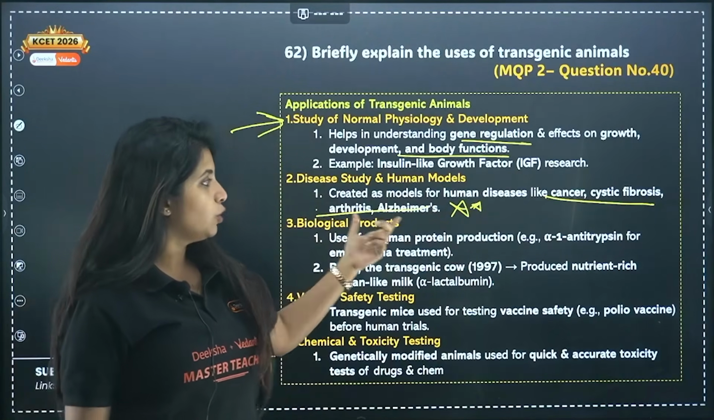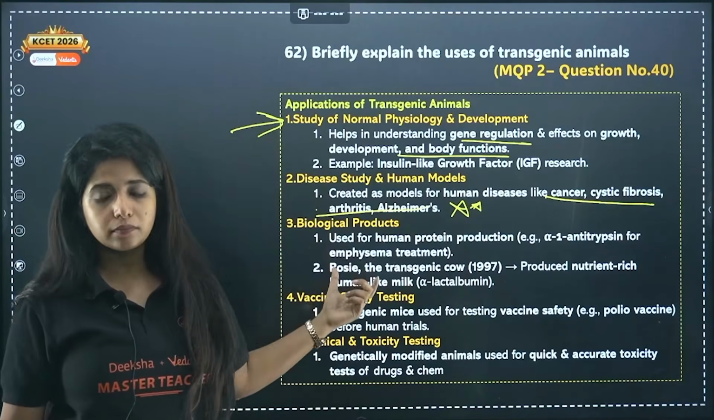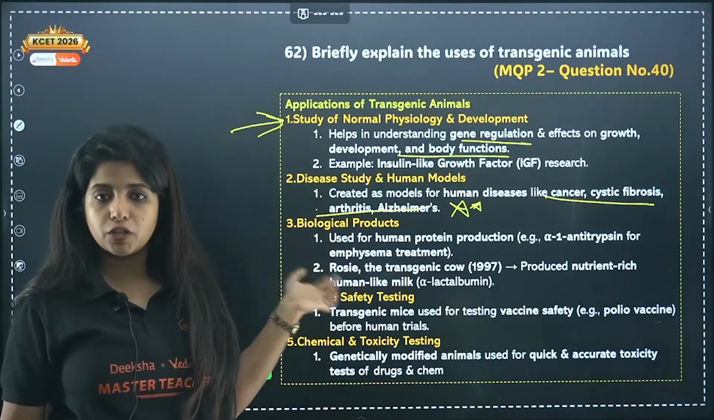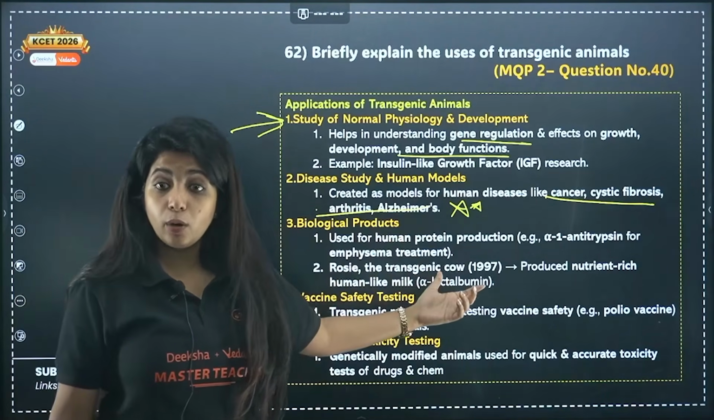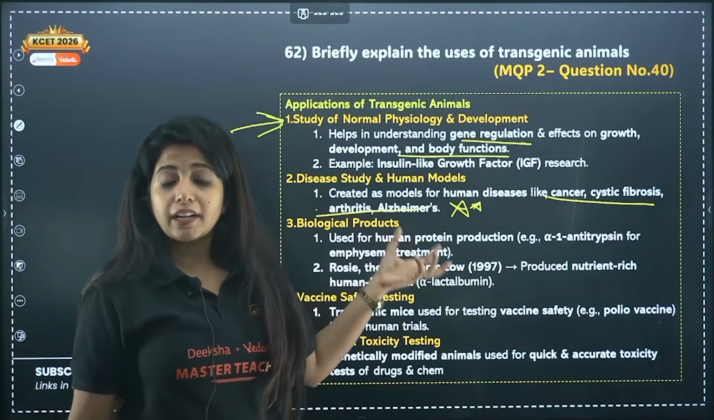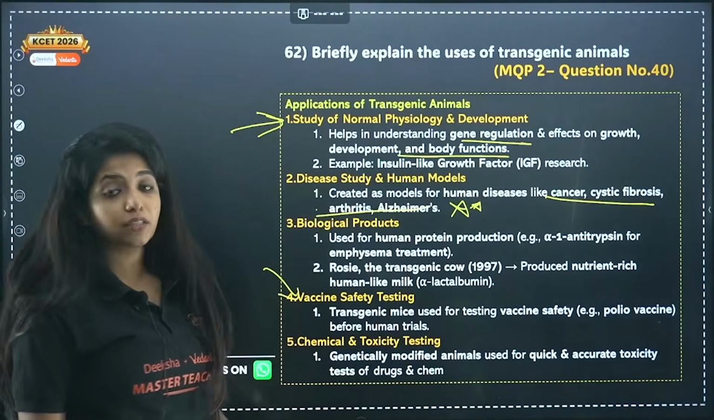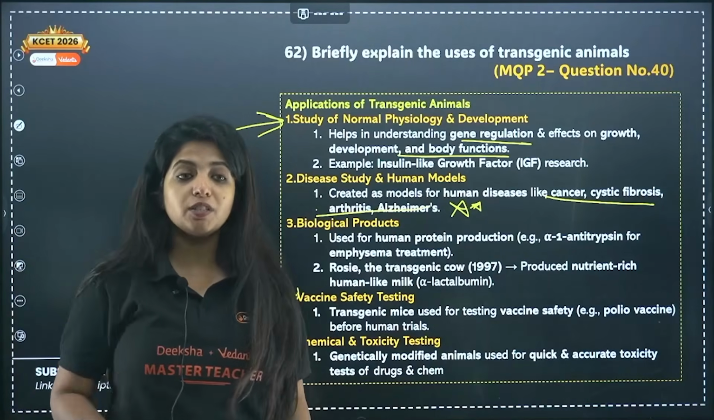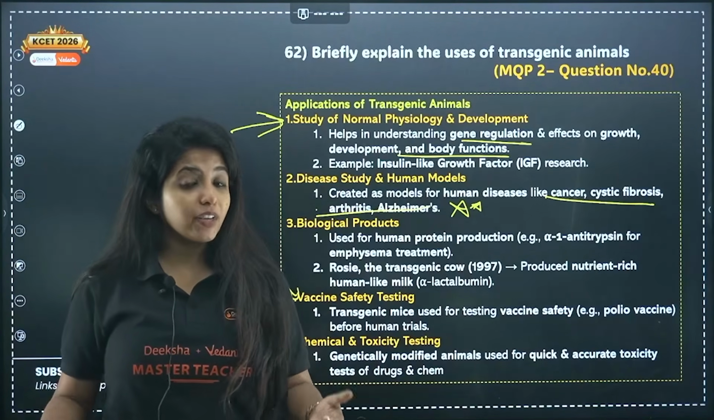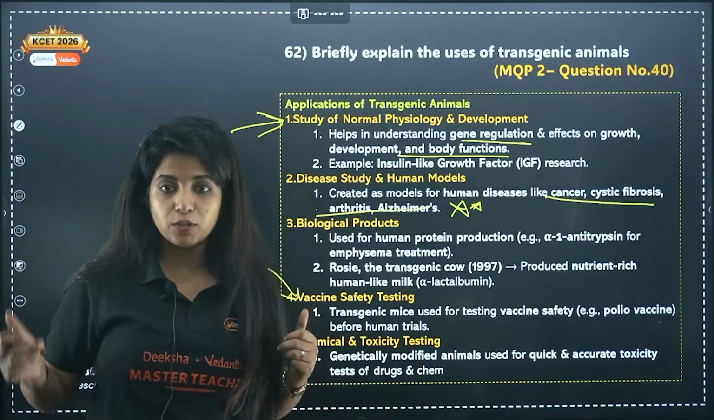Biological products, for example, human protein alpha-1 antitrypsin. For treatment of emphysema, you get it from transgenic animals. Rosie, the transgenic cow, gives us alpha-lactalbumin, a human milk protein. Now for safety testing of vaccine. I put the vaccine in an organism and see how it works. Is it causing any trouble in the organism? So in that way also.